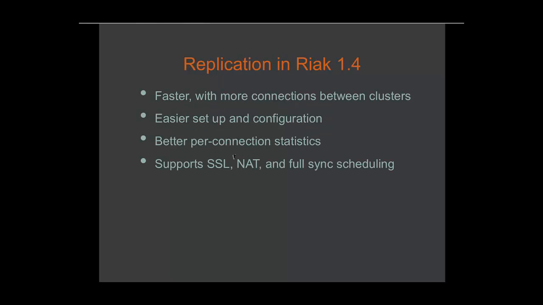We've also made some changes to Riak Enterprise with this 1.4 release. One of them, as discussed earlier, is the cascading real-time writes. However, we also offer what we call version 3 replication, which is available with 1.4. This supports SSL, NAT, as well as full sync scheduling. We've also added more TCP connections between clusters, making the syncs faster, made it easier to set up, and improved per connection stats.